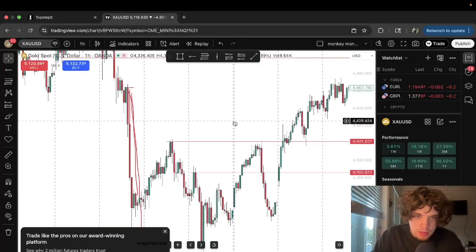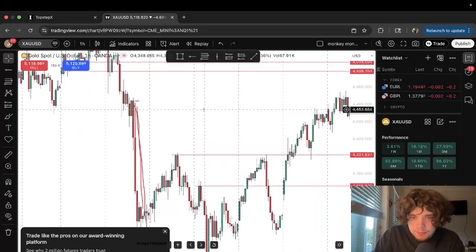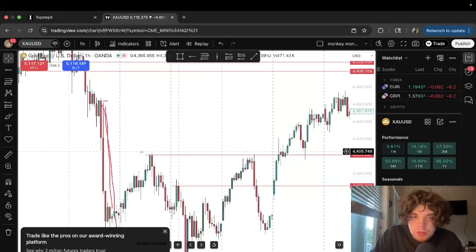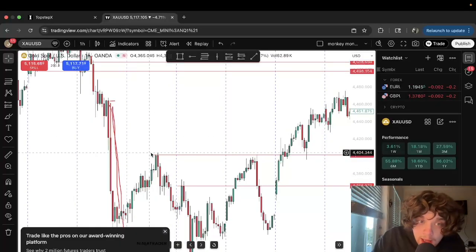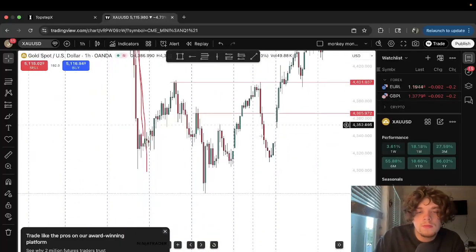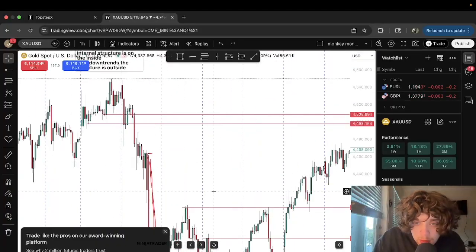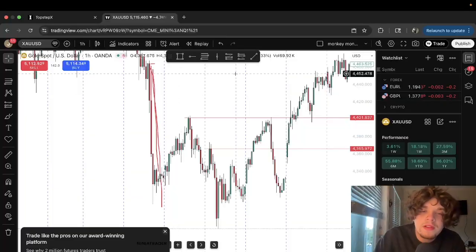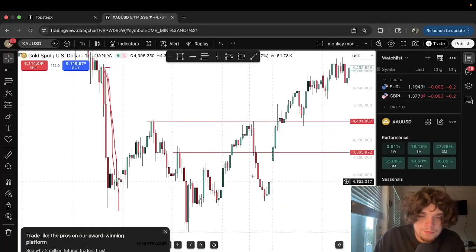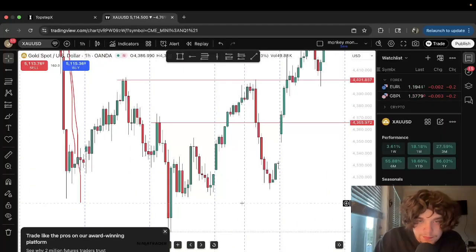As you can see, the structure was never broken until here. I'm not counting this as a break of structure because the high of the internal was never broken. It doesn't count. This is the hourly time frame, okay? On the lower time frames, this is gonna look like a break of structure, right?